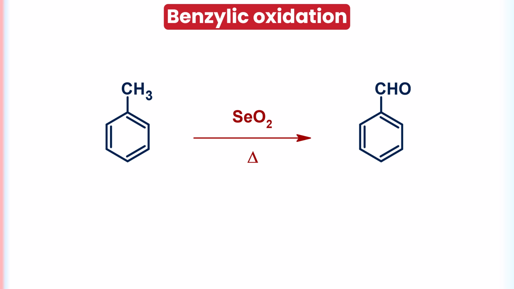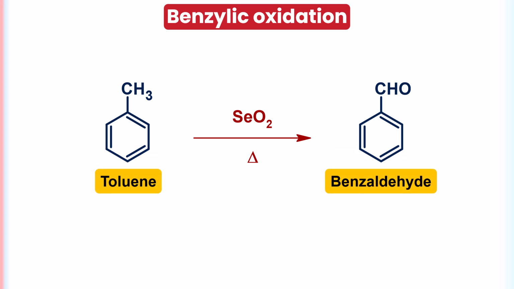Another important application of selenium dioxide is the oxidation of benzylic methylene groups. A methylene group attached to an aromatic ring can be oxidized to form a carbonyl group. This reaction is useful for converting alkyl benzenes into the corresponding benzaldehydes or ketones.